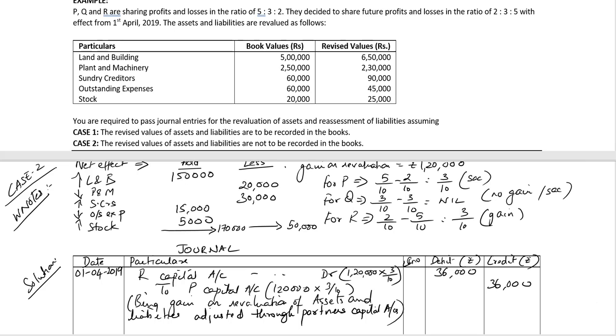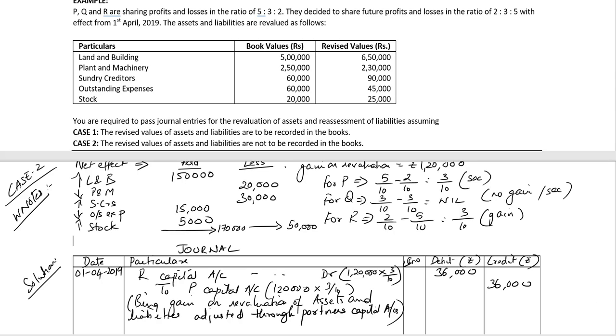So this is the way we will solve the second case where the revised values of assets and liabilities are not to be recorded in the books. Since it's a gain on reval, we will debit the gaining partner and credit the sacrificing partner. In case it had been a loss on revaluation, we would debit the sacrificing partner and credit the gaining partner. Please remember that for this method, we are not supposed to prepare the revaluation account.